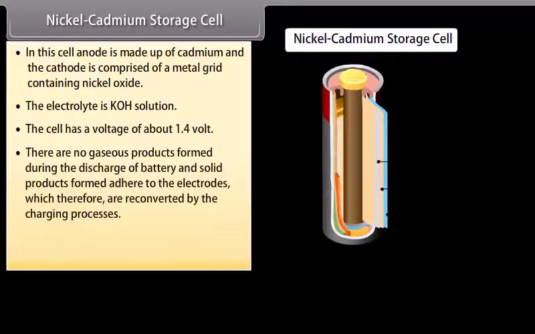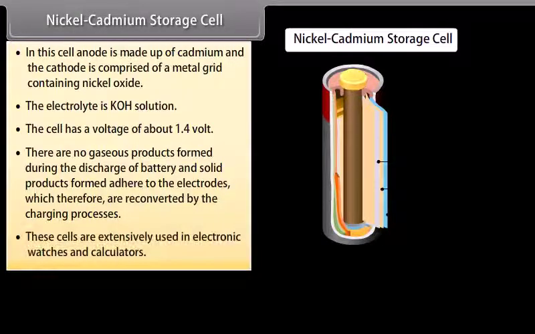There are no gaseous products formed during the discharge of the battery, and solid products formed adhere to the electrodes, which therefore are reconverted by the charging process. These cells are extensively used in electronic watches and calculators.